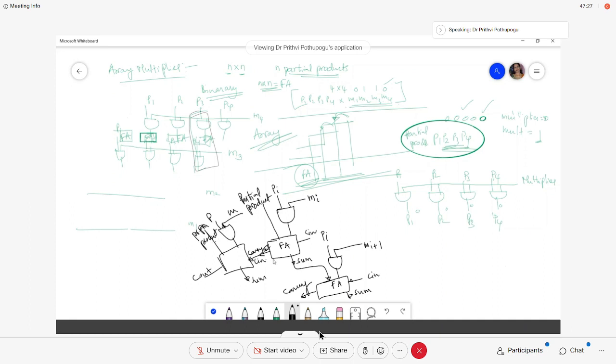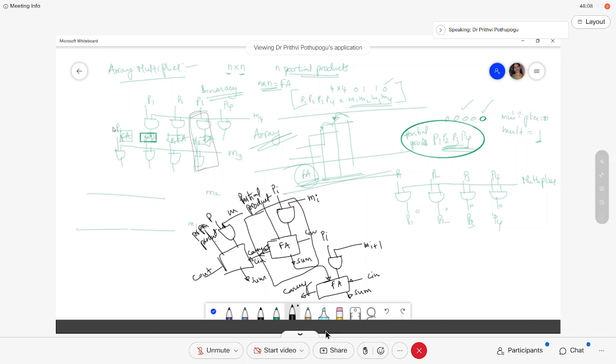So hope you understood what this segment is. If you repeat this segment, it is a one-bit adder partial product element. We repeat this n times, n into n, because this is array multiplication. You will be able to perform the n into n multiplication process. This is your array multiplier.